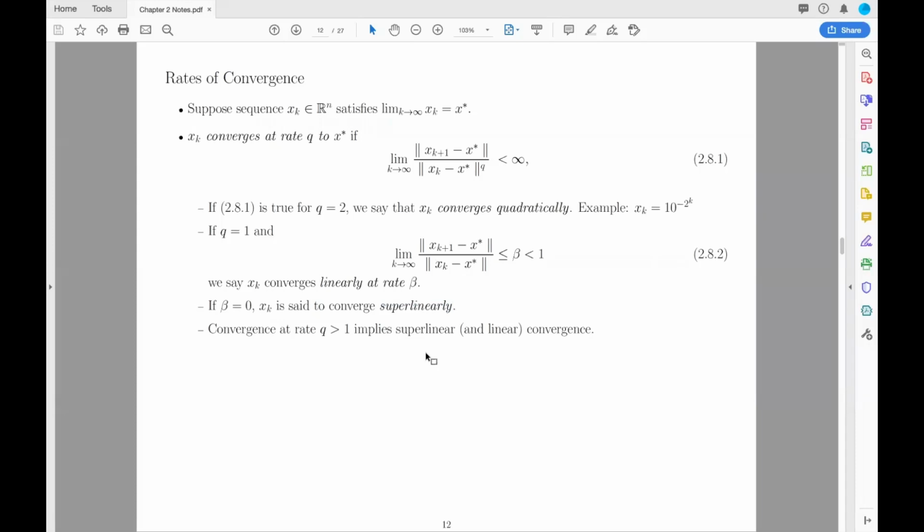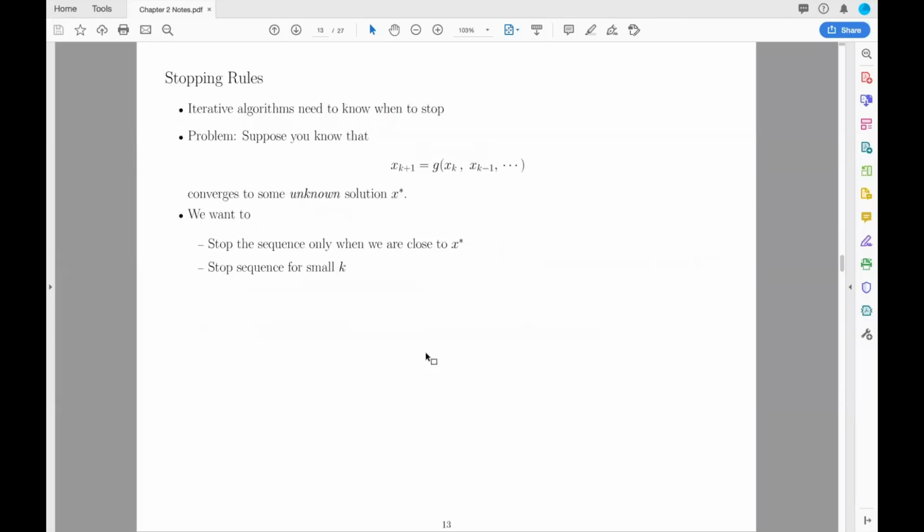Okay, so these are just terms and definitions. Now, whenever you have one of these iterative algorithms, you have a sequence of x sub k's that converges to some unknown solution, x star. Let's say you believe that it converges.